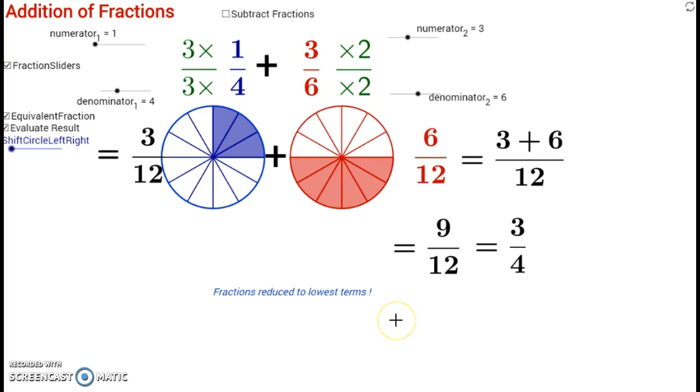Now, when you're looking at this fraction, is there anything you see in the numerator and the denominator that they are both divisible by? Hopefully you notice that the numerator and the denominator were divisible by 3. So if you divide 9 by 3, you get 3. And if you divide 12 by 3, you get 4.